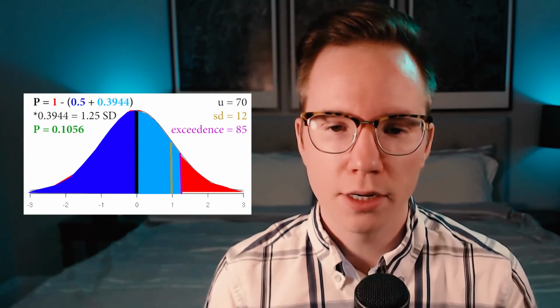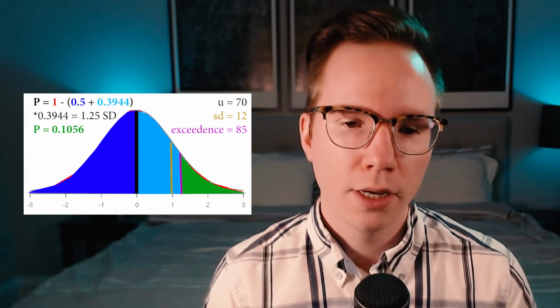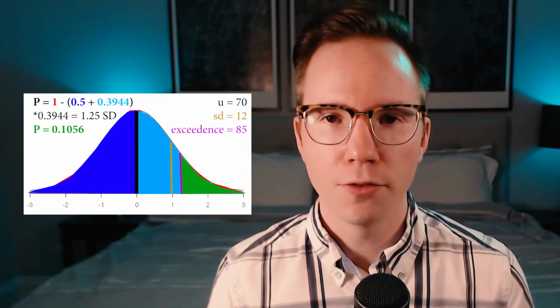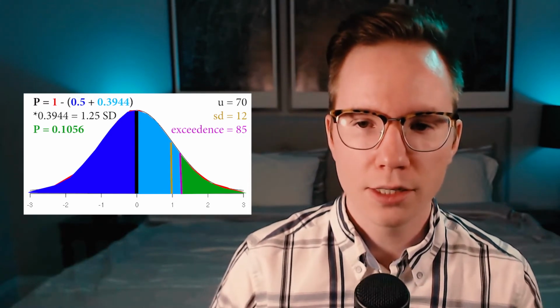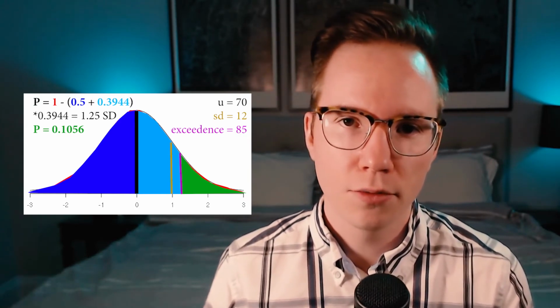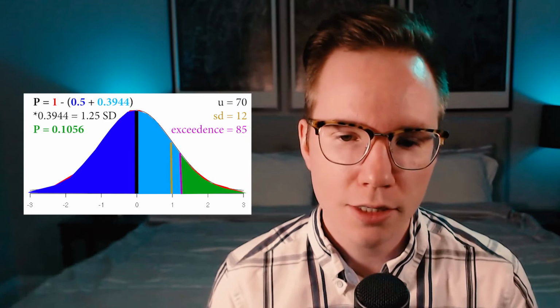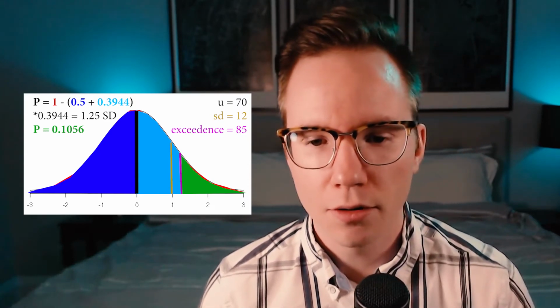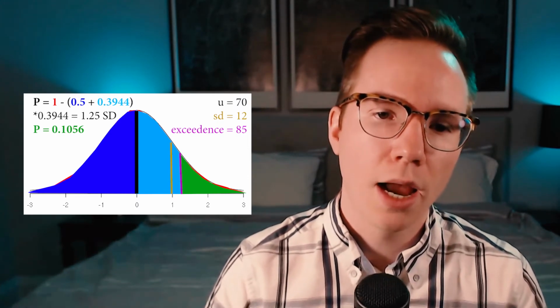So 0.5 plus 0.3944 is 0.8944, and then 1 minus that value gives us 0.1056. So 0.1056 represents the area under the curve exceeding 85 beats per minute. So there's a 10.56% chance that an individual's resting heart rate will actually exceed 85 beats per minute, based on our mean and standard deviation of the population.